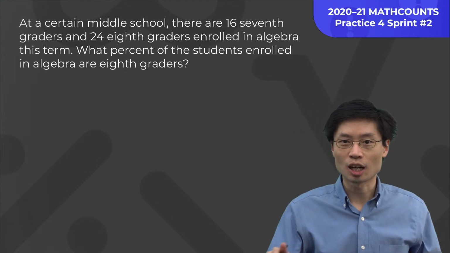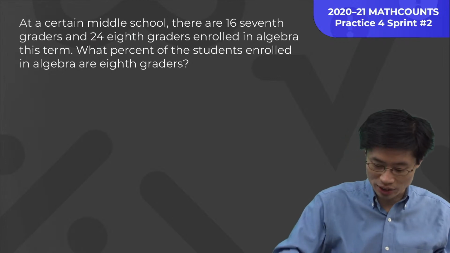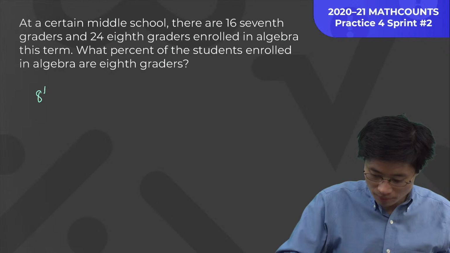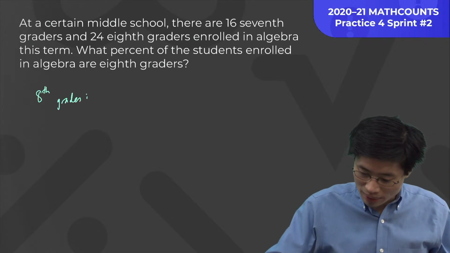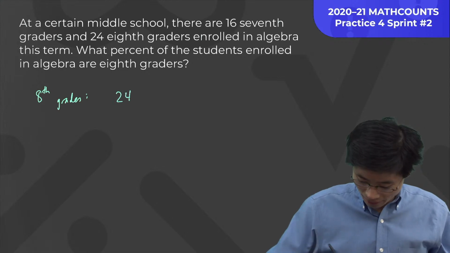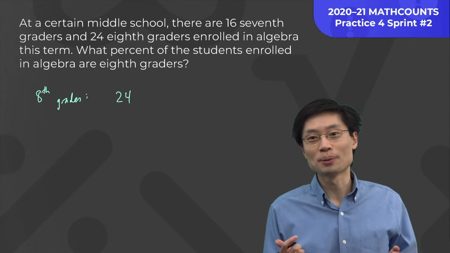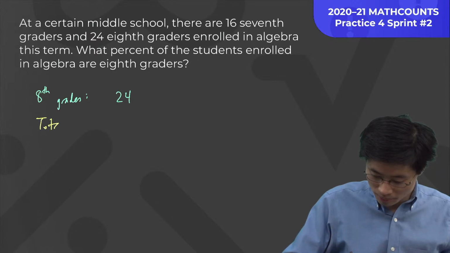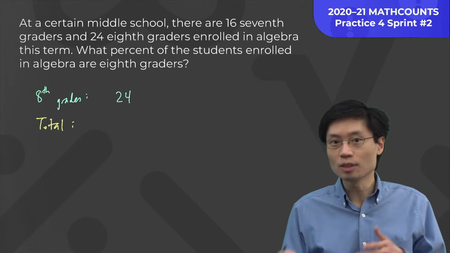So how many of them are 8th graders? Let's just write the fraction. The 8th graders, we have 24 of them. And I need to know how many people there are in total. So the total, I have 16 plus 24.